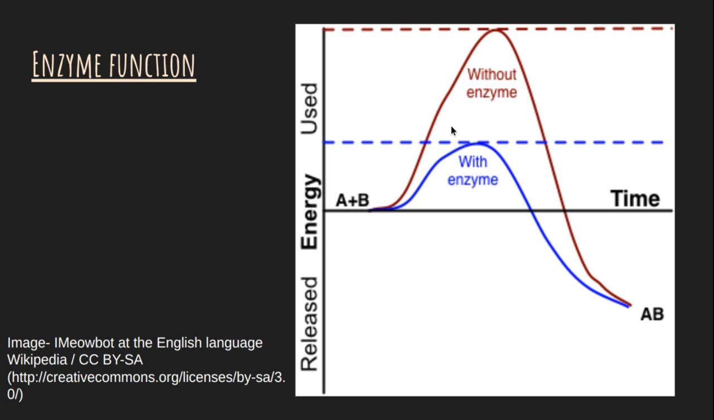You can tell from this image right here, the red line is without the enzyme, and the blue line is with the enzyme. This is the activation energy. The reaction has to reach this tipping point before it can actually carry out the reaction. When you have an enzyme, the activation energy is shortened significantly. If you don't have an enzyme, it's very, very long.